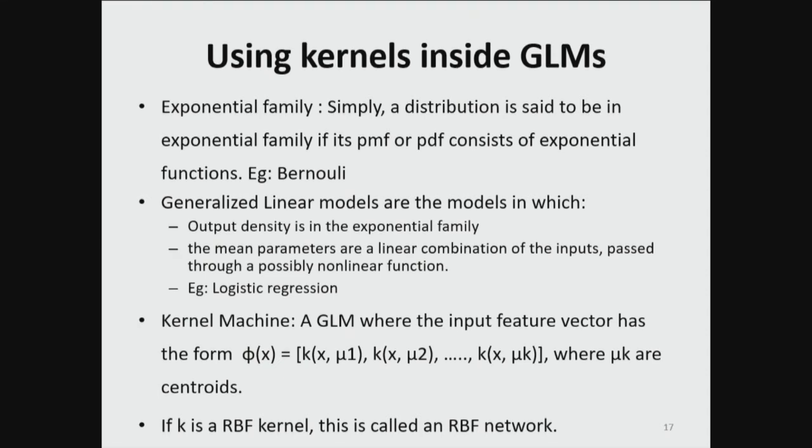Suppose x1, x2, x3, etc., xn are the values. If we take say w1 x1 plus w2 x2 plus etc. plus wn xn, this is nothing but the linear combination of the inputs. Then if the mean parameters, that means the parameter of that, will be the linear combination of the inputs passing through possibly a non-linear function, then if these two properties are satisfied, such a model is said to be a generalized linear model.